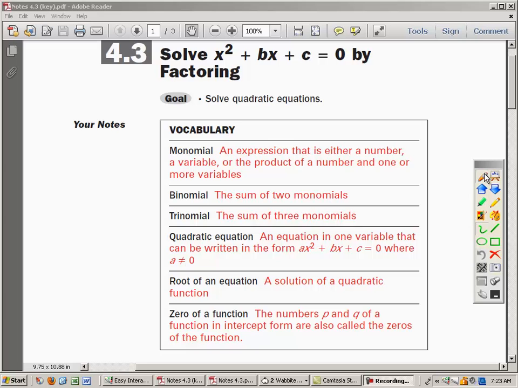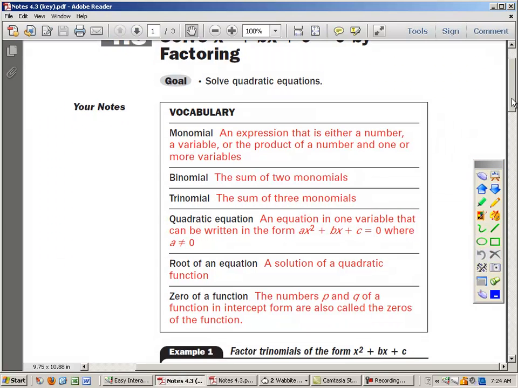Now, I want you to take special note of this. The leading coefficient in any of the problems we're going to be talking about in 4.3 is a 1. When we start getting into the next lesson, 4.4, I'm going to give you a different methodology, same concept, but a different methodology that you'll have to fall back on when that number is not 1. But moving ahead, let's talk about some terminology.